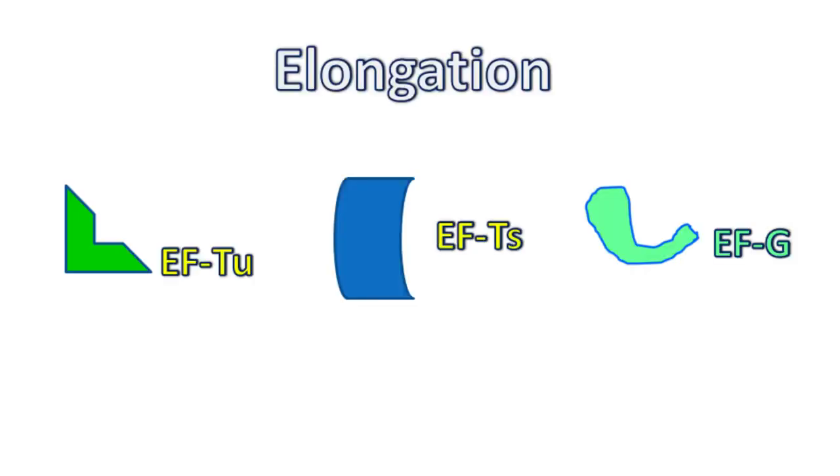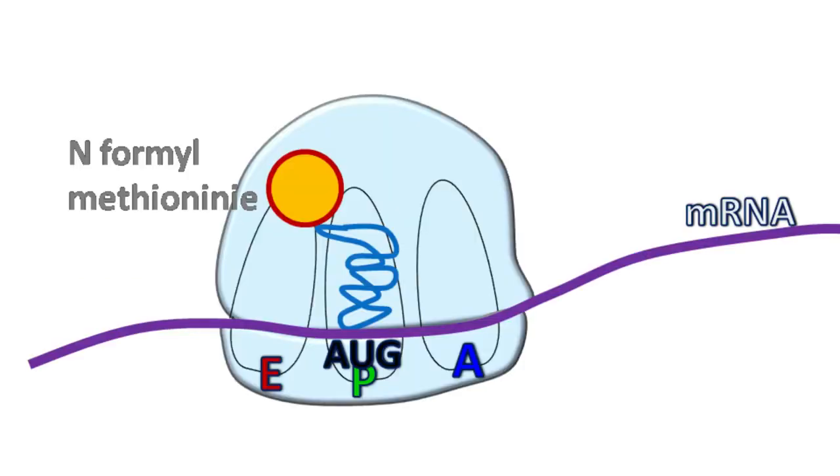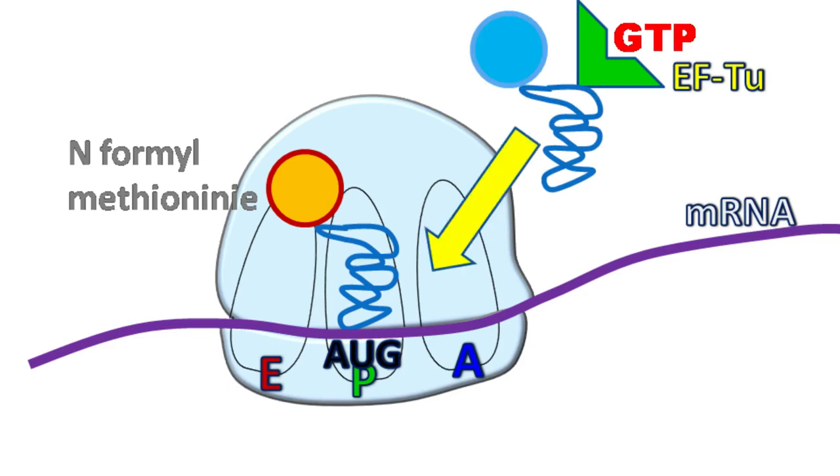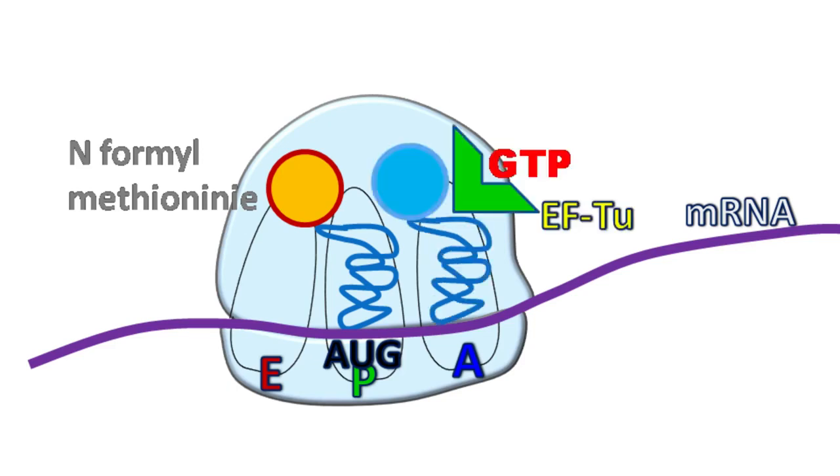Elongation of translation. The elongation of translation is carried out by elongation factors like EF-Tu, EF-Ts, and EF-G. GTP-bound elongation factor EF-Tu brings the charged amino acid to the A site of the ribosome.